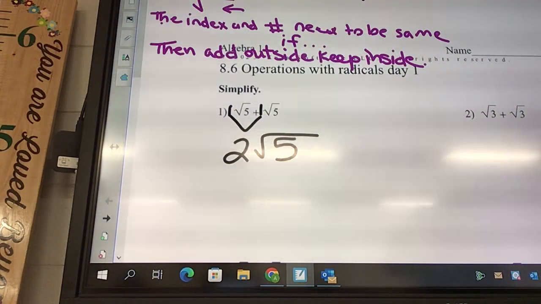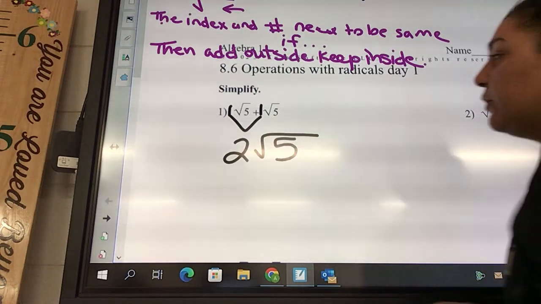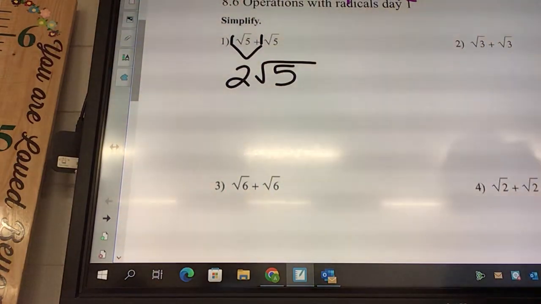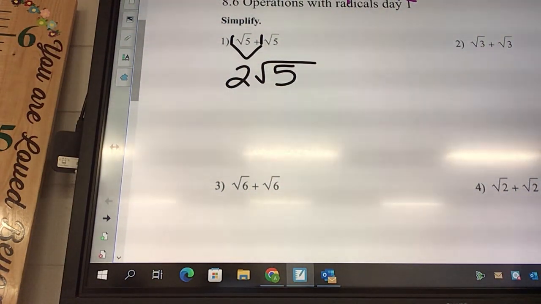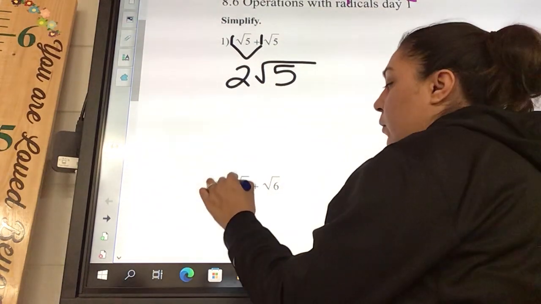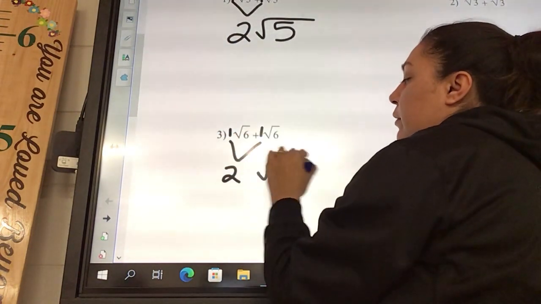Now, don't go crazy because the rules change the further we get in this sheet. They don't change, but you have to do a couple extra things. Look at 3. Are the indexes the same? Yes. Are the underneaths the same? So then we can add the outside. So 1 and 1. It's going to be 2 square root of 6.